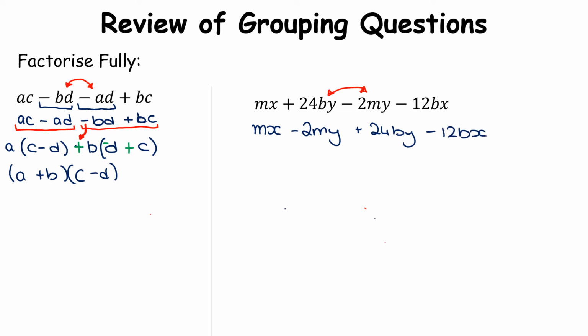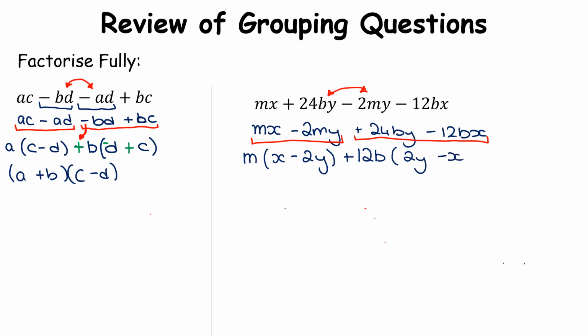So now we have our two groups, and we're going to do highest common factor on each group. An m is common here, which leaves me with x minus 2y. The next one starts with a plus, so I'm going to try this. Now, we saw in the last one, it may not always work, but we'll try it. Now, this has both a number, so 12 is common, and a letter, b is common. So that leaves us with 2y minus x.